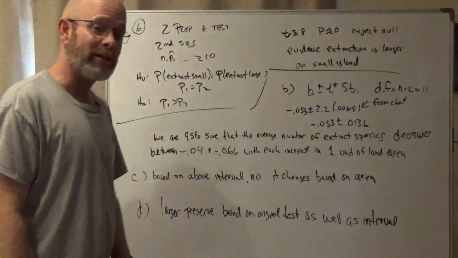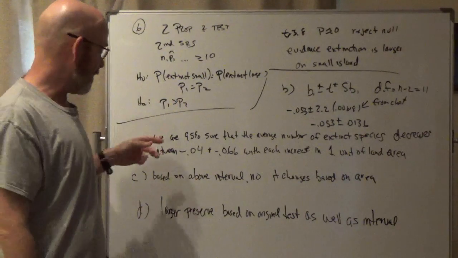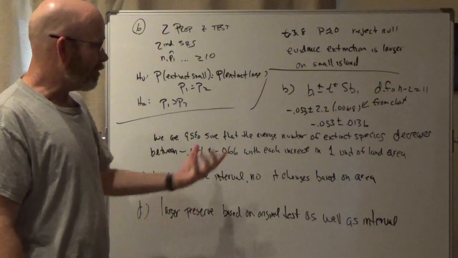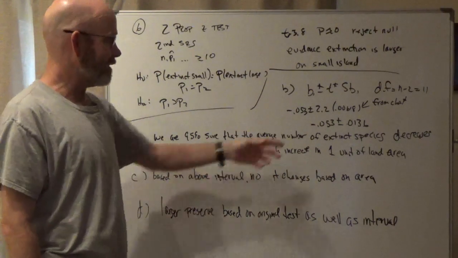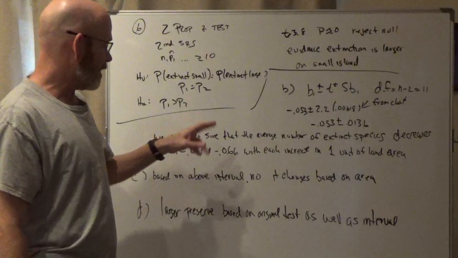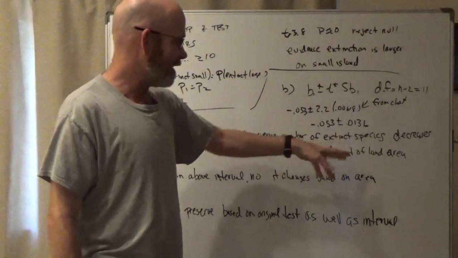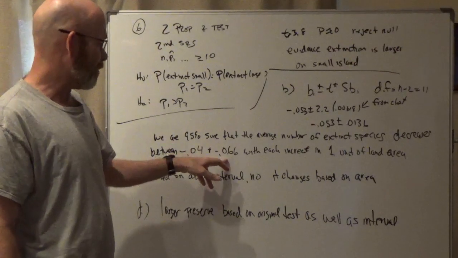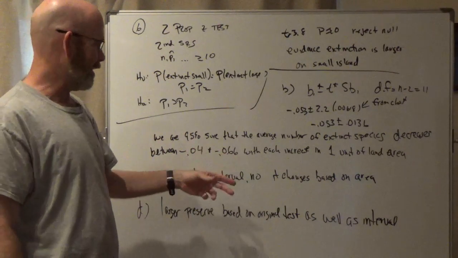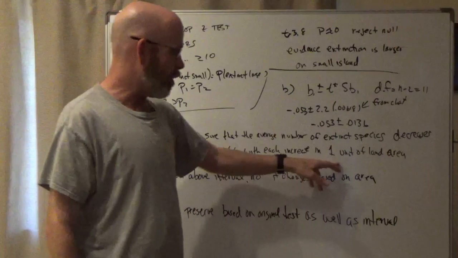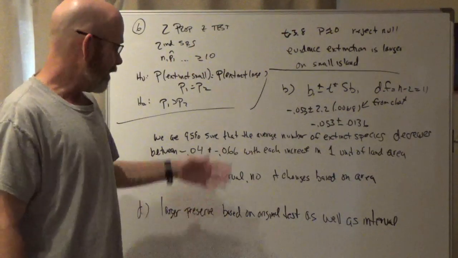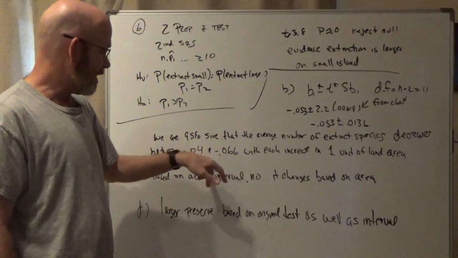They wanted me to interpret that. So there's two things. You've got to interpret the interval, the whole idea of the 95% sure. But also there's a slope to interpret, right? Because this is a slope. So we're 95% sure that the average number of extinct species decreases, hence the negative, from between negative 0.04 and negative 0.06. I might have added those up wrong. Check that. With each increase in 1 unit of the land area. So the land area goes up by 1, and the extinction rate goes down a little bit.